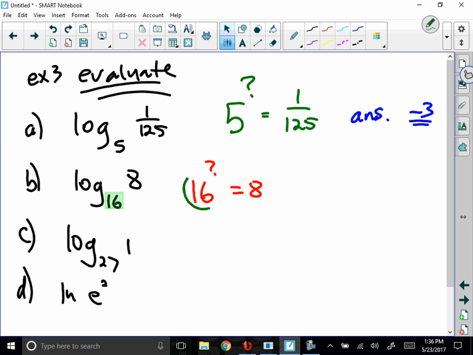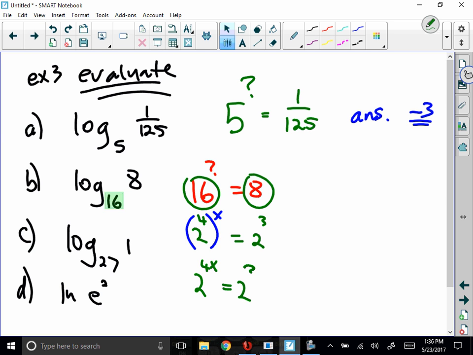So what's 16 really? 2 to the what? 2 to the 4th. So I want to know what power do I raise 2 to the 4th to get 8. 8 is really 2 to what power? To the 3rd. So what I've got is 2 to the 4x equals 2 cubed. If the bases are alike, the powers can be set equal. Well, 2 and 2 are the same, so I could set 4x equal to 3. So the answer here is 3/4. I do expect you to be able to do one of those without a calculator. That's the expectation if you take a college algebra class.